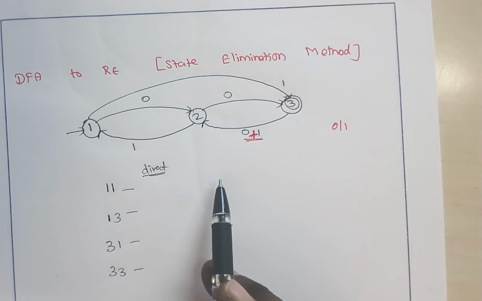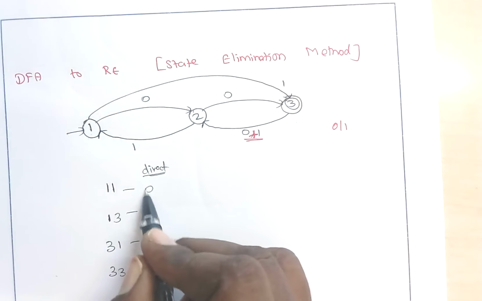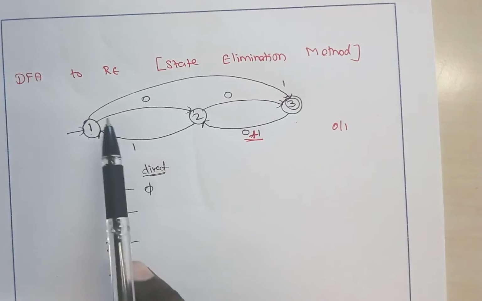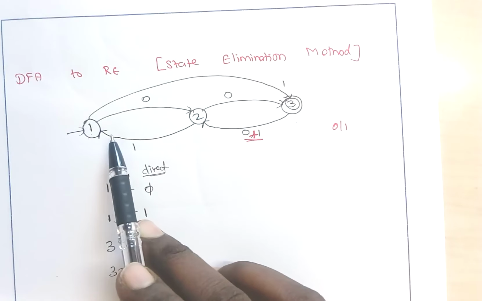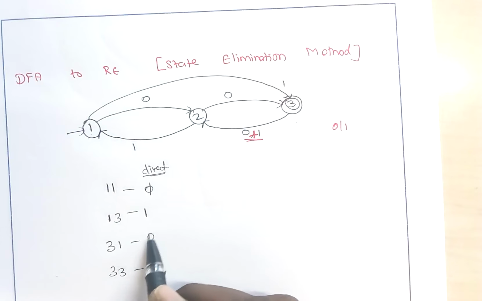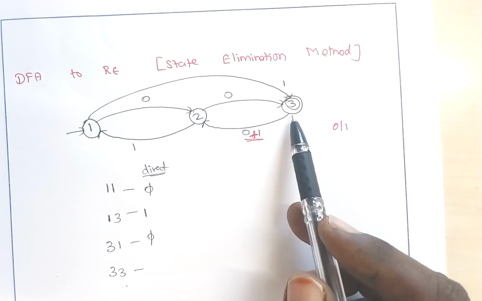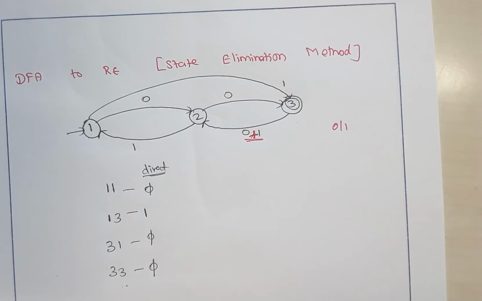If you have a transition, we are going to write it. See here, from state 1 to itself, there is no path. When there is no path, write it as null. From state 1 to 3, we have a transition through this input 1. Write it over here. And state 3 to 1, there is no direct path actually. So write it as null. And state 3 to itself, again there is no self loop in this state 3. So again that will be a null path. Okay, so this is a direct path.